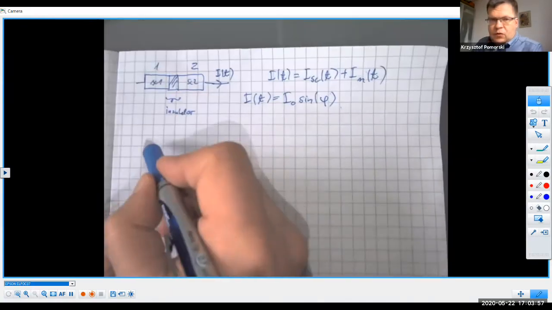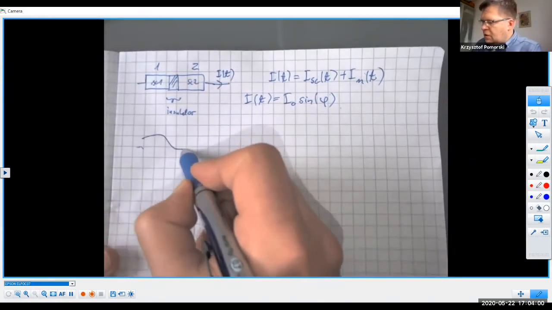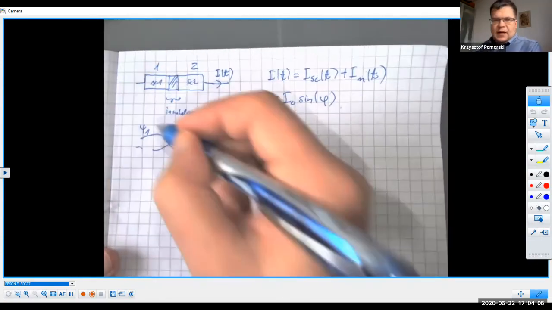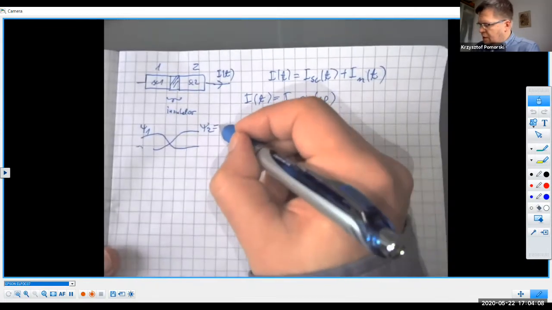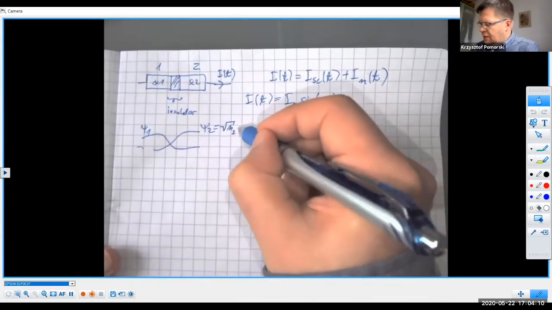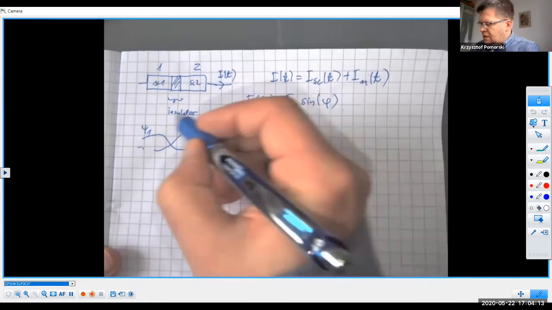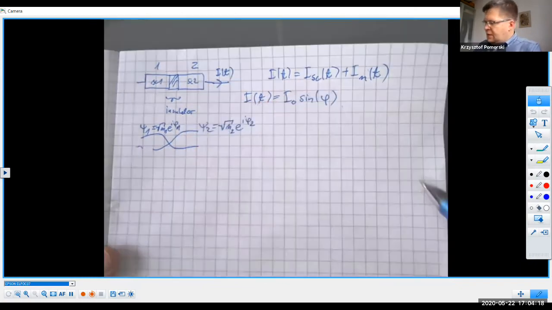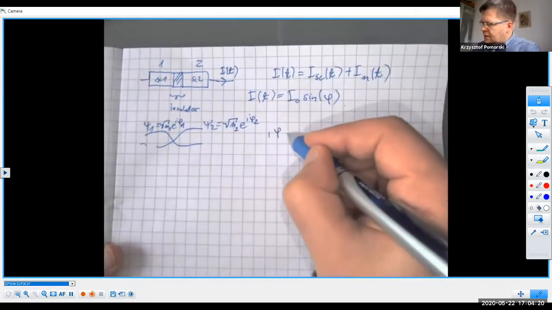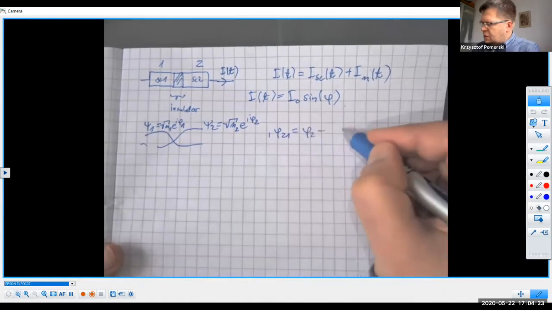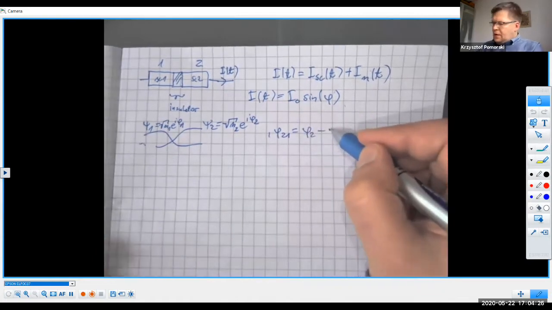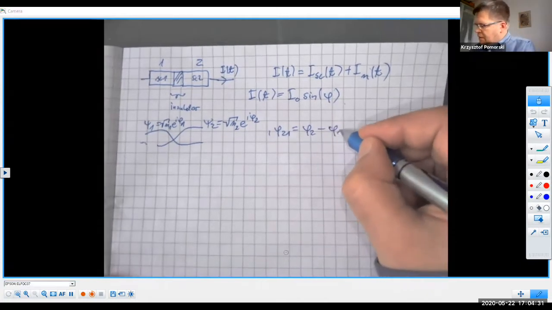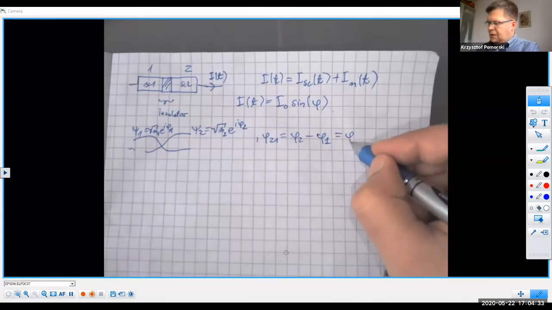We have two macroscopic wave functions, psi1 and psi2, and each of these wave functions can be parameterized by some amplitude and phase. And this phase difference is nothing else than the phase of the first wave function minus the phase of the second wave function. I simply denote it as phi.